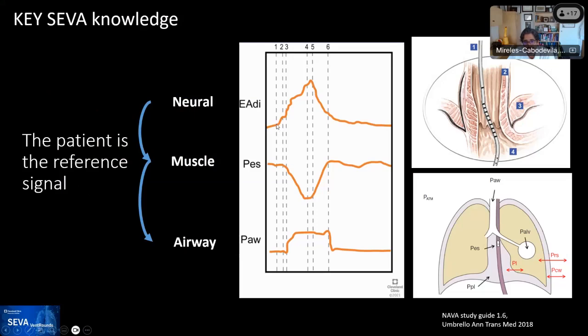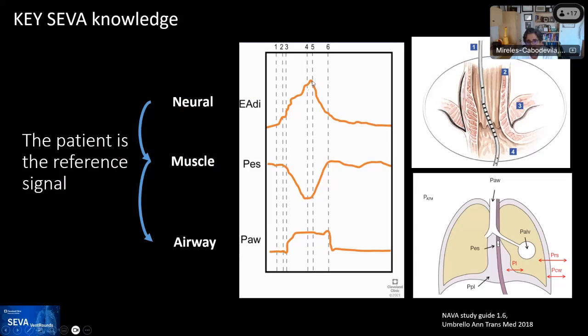And as the image starts and the signal starts, there's a rise here, marked by number one, in which the baseline electrical activity of the diaphragm starts increasing, and that signals the start of the breath. And then it will continue until it peaks, and then after it reaches the peak, it starts decaying, and then it goes back to baseline. And so that's the electrical activity of the diaphragm.